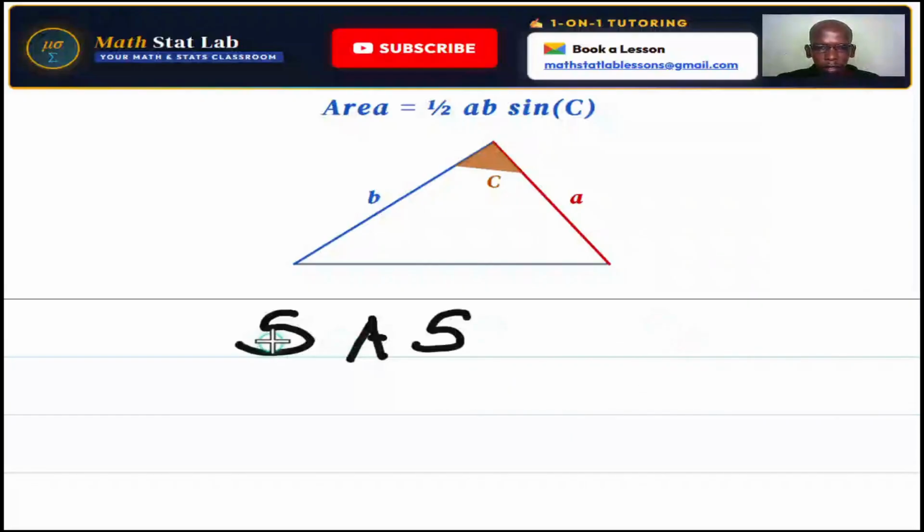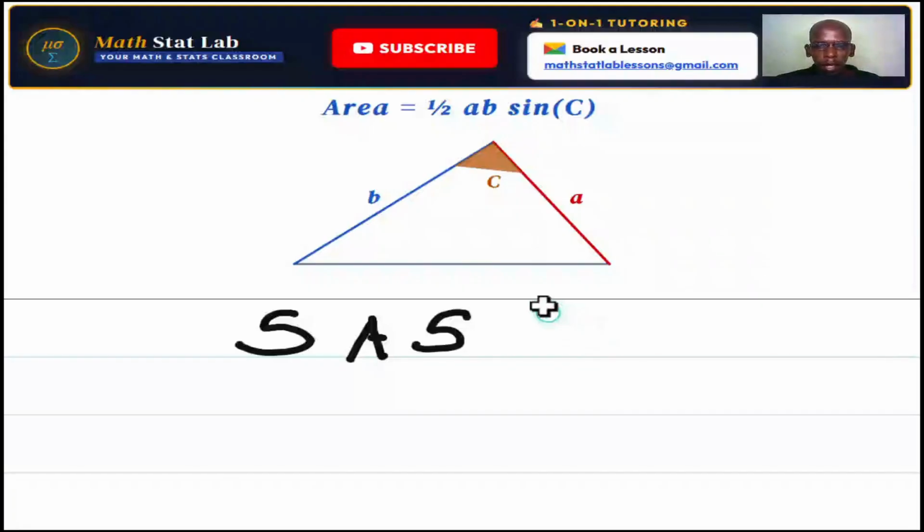So in this case, the first S stands for the first side we are given, like in this case, A, the side here, and then the A stands for the angle we are given, like in this case, C, and then the other S stands for the other side we are given, which in this case will be B. So, earning the name, the SAS formula. So that's the first thing we need to note. It can only be used if we know two sides of the triangle and then an included angle.